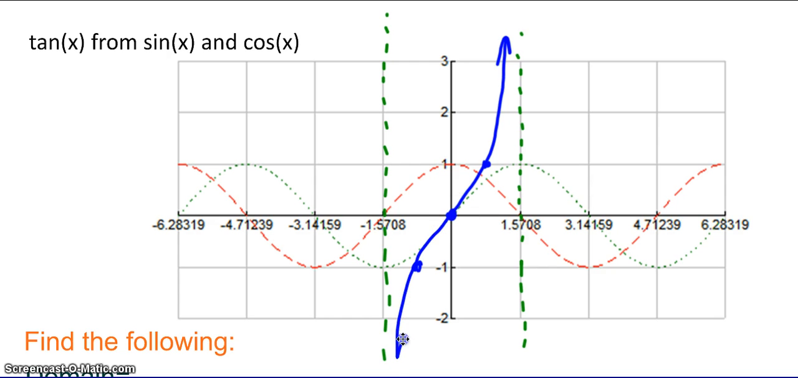And so from here, we could plot other points as well, but they're not going to be nice numbers. So I can see this is one period of the tangent function. We could continue this on, so if I draw in the rest of the asymptotes, then I know these are my points.